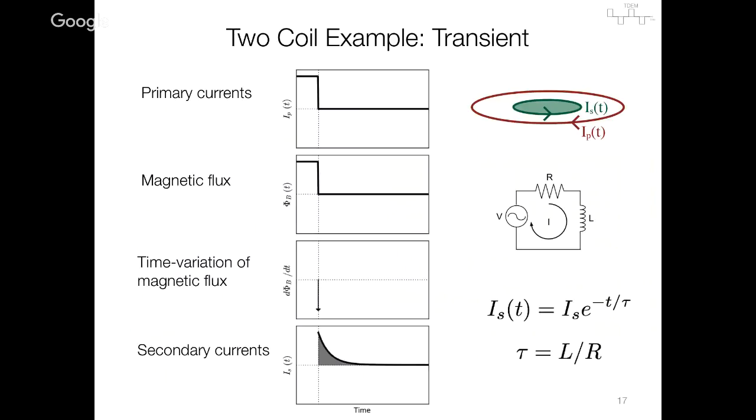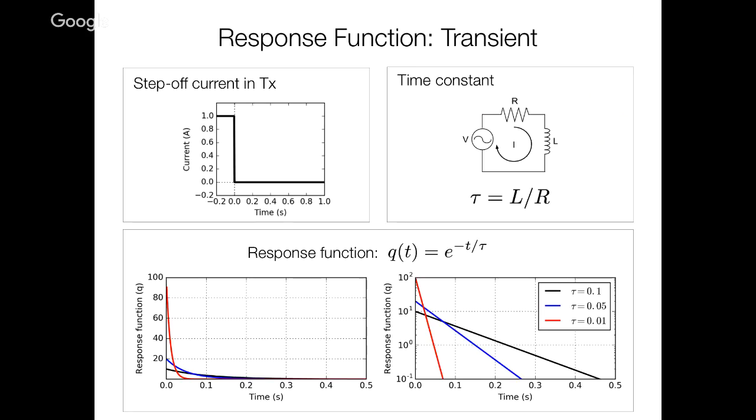So if we looked at the secondary currents in this loop, they're going to start off at some value IS and then decay away exponentially. The quantity that was really of interest is something called the response function, and that is really characteristic of how fast these currents are decaying. In this case, the response function is just e to the minus t upon tau.